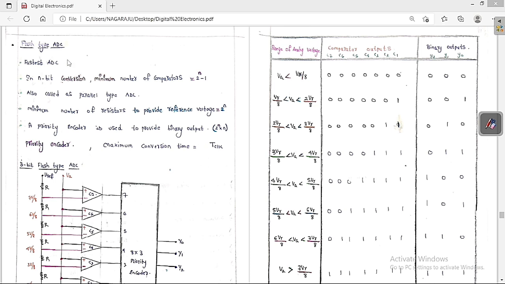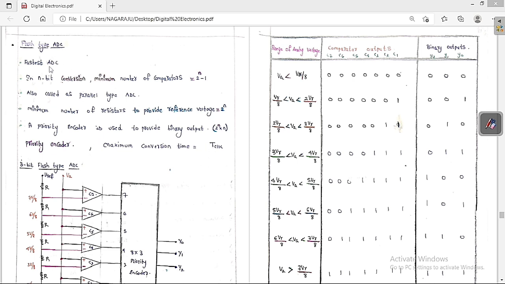So flash type ADC is also called the parallel type ADC, and it is the fastest ADC. For the n-bit conversion, the minimum number of comparators that we are going to require is 2 to the power of n minus 1. The minimum number of resistors to provide the reference voltage is equal to 2 to the power of n, and a priority encoder is used to provide the binary output for it. It has a 2 to the power of n cross n priority encoder, and the maximum conversion time is equal to T clock. So within this T clock only we are going to convert the analog input voltage to the corresponding digital output. So these are the points that you always have to keep in your mind.